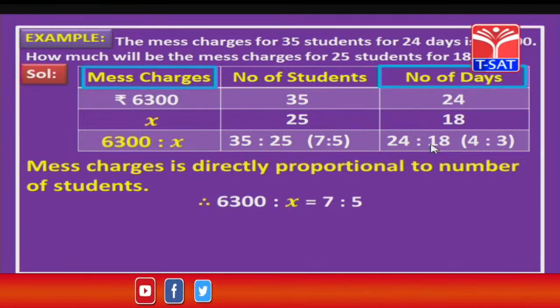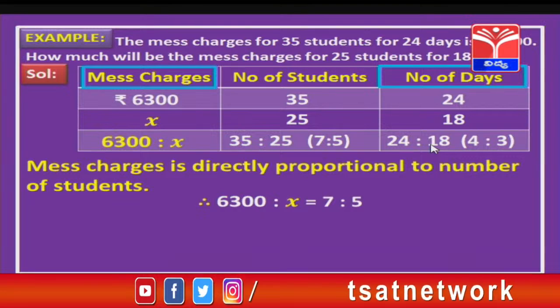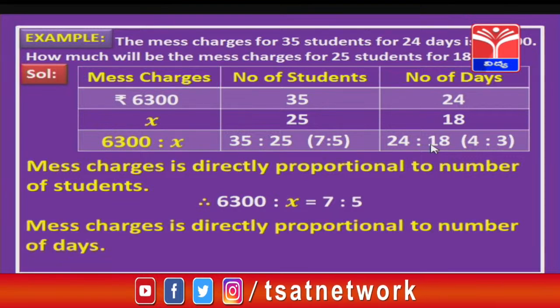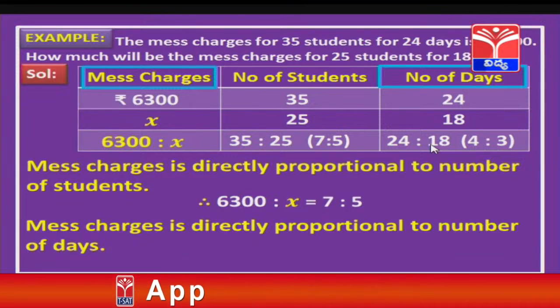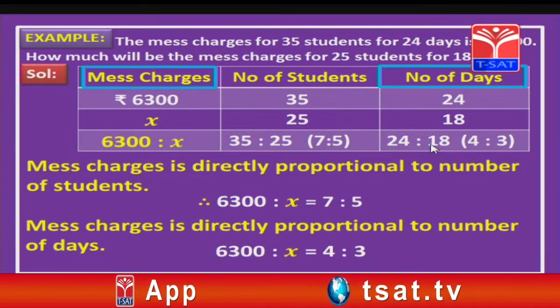Now let us see the next one, children, that is mess charges and number of days. What will happen to the mess charges and number of days? Here also, if you notice, as the number of days increases, mess charges also will increase. So I can write 6,300 is to x is equal to 4 is to 3.